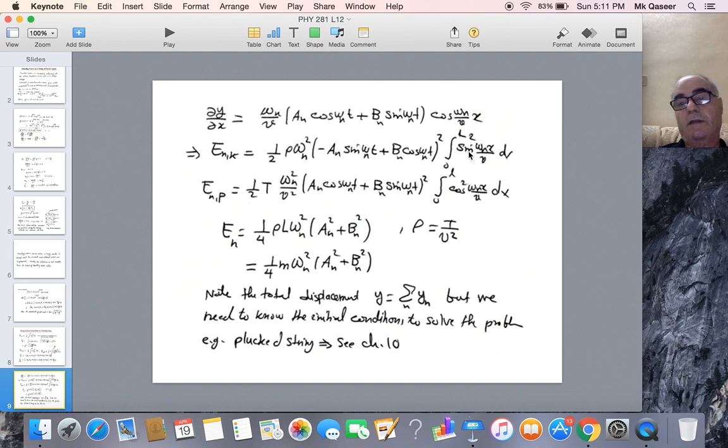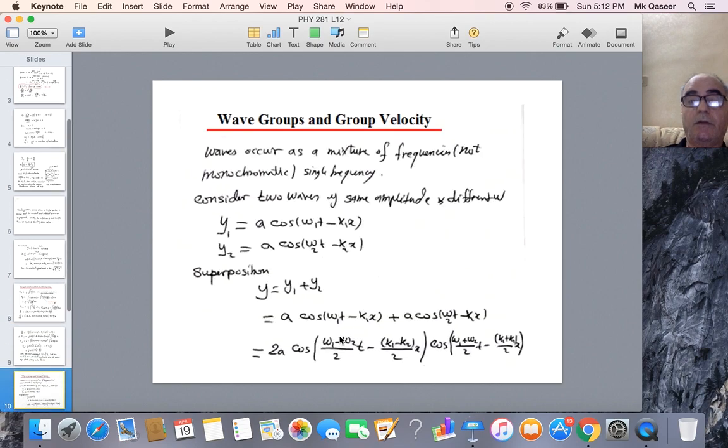We have to integrate sine squared here. You have to convert it into 1 minus cosine 2 theta over 2, and for cosine squared you have to convert it into 1 plus cosine 2 theta over 2. Then after performing the integration, adding the kinetic term plus the potential term, we get the total energy, which is given by this expression. Here, note that the total displacement is the summation over n of y sub n. And to give a complete solution for this problem, we still need what's called the initial condition, and it is a subject in chapter 10.